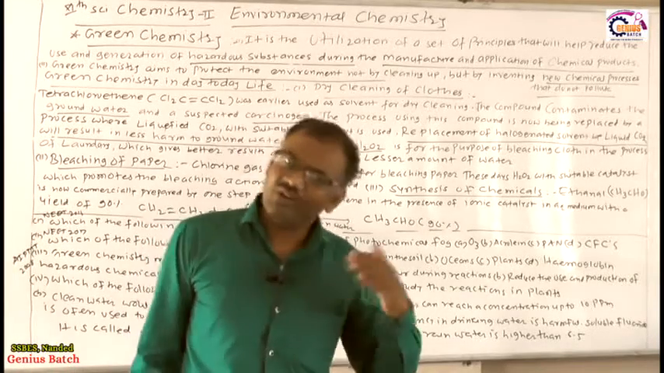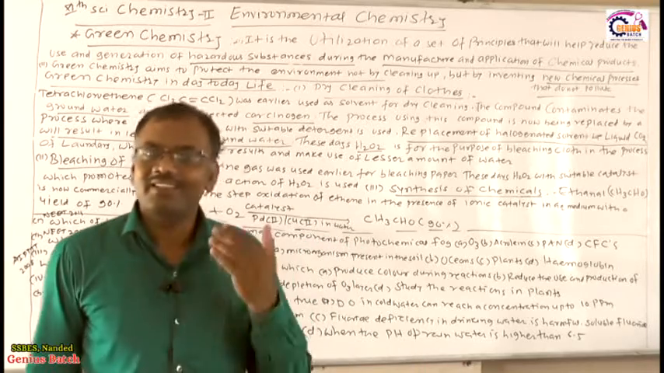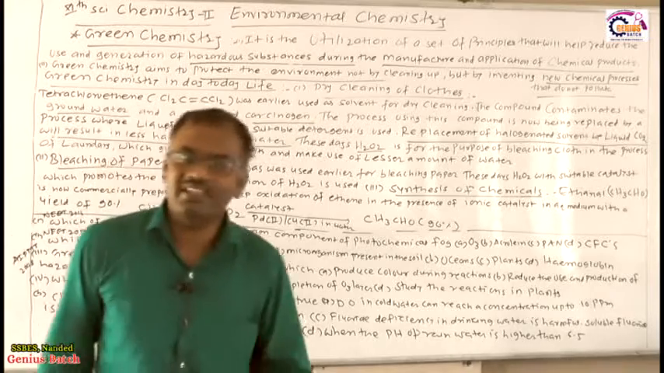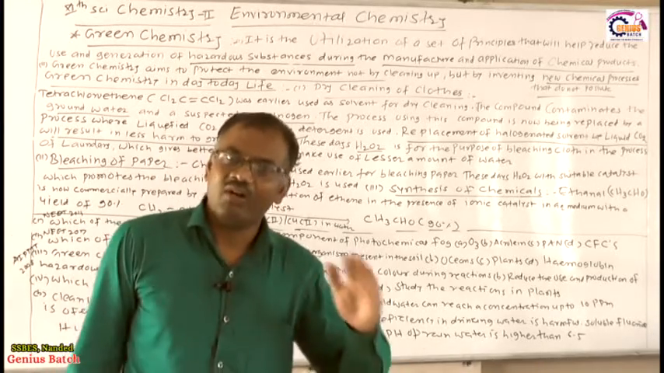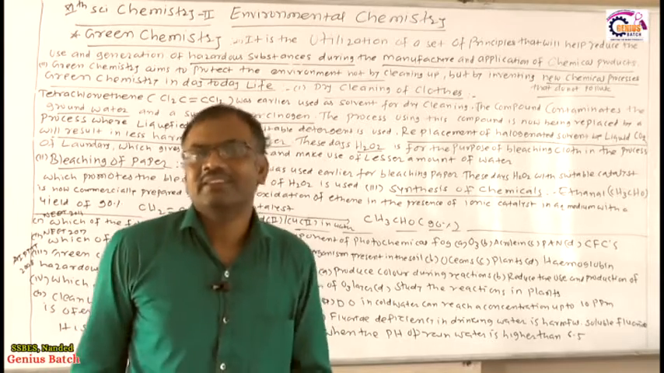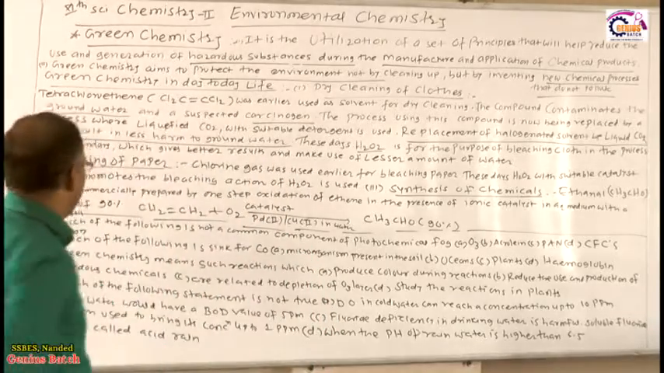So we have developed such a catalyst. Which catalyst? The H2O2 catalyst, which is used for bleaching the paper. Before that we were using chlorine gas, which was hazardous to the environment. So this is also a new principle.